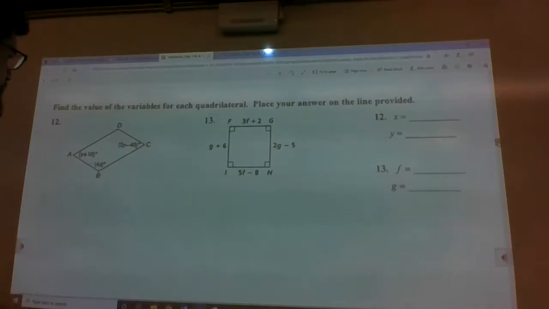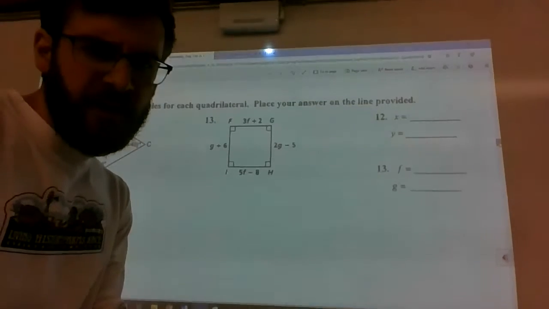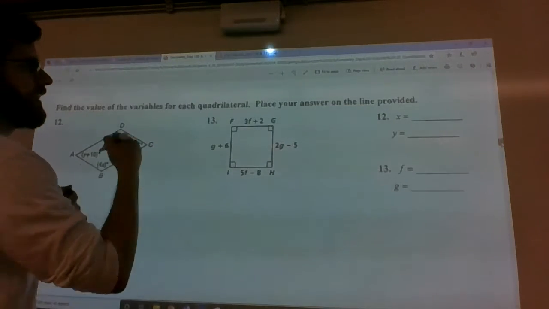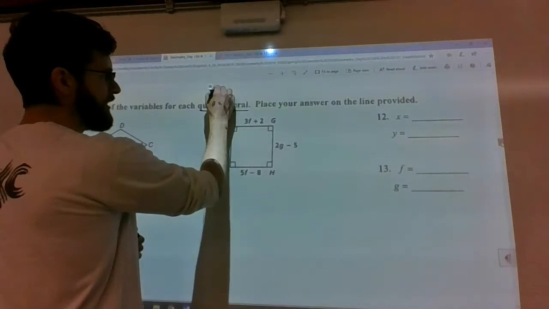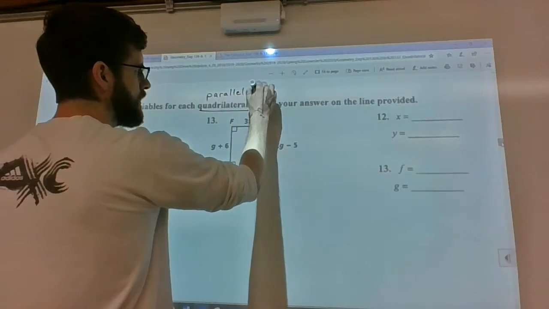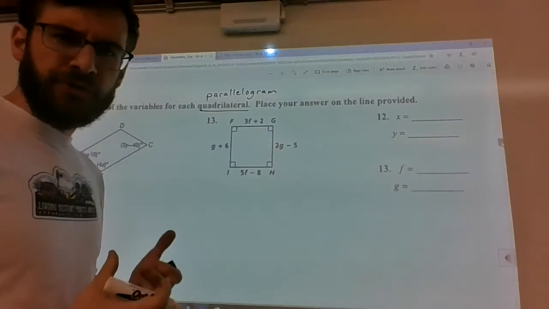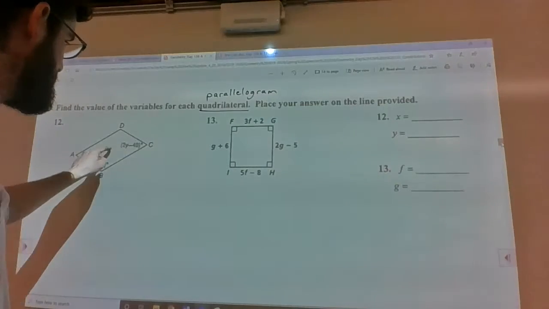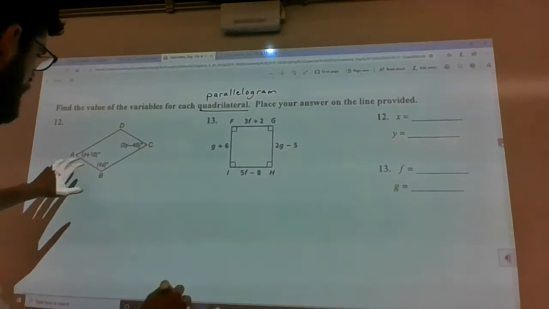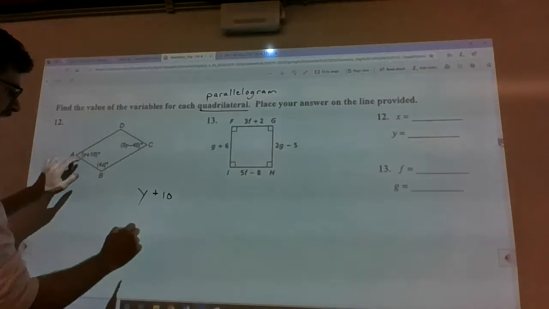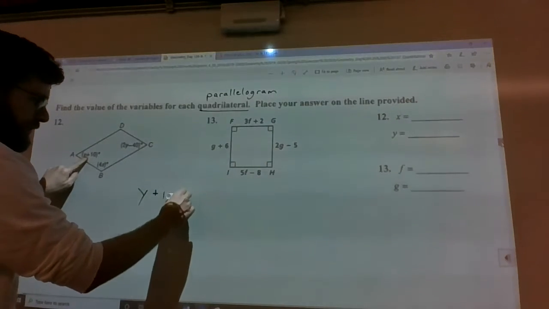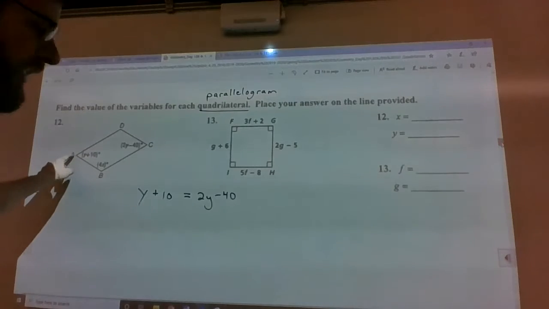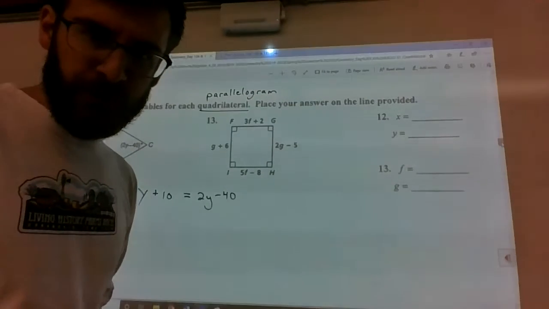All right, so for our first one, it basically gives us, hopefully you guys can see that on the video. If not, check out the notes. I guess I should say that these are all parallelograms, so then you can use all the rules of parallelograms. My bad on the directions there. Now parallelograms state that opposite angles are congruent. So we know that y plus 10, which is this angle right here, is equal to angle 2y minus 40. That's just angle A is congruent to angle C. So you can set them equal to each other and solve for y.